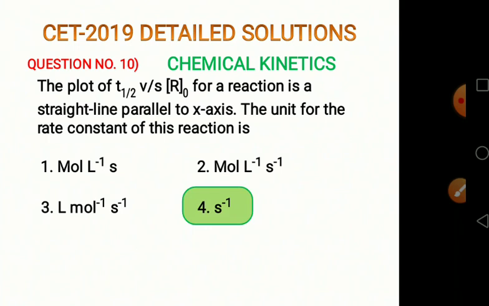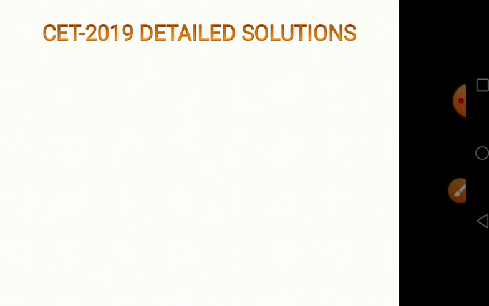Very important, remember, when a graph is given, or an explanation about the graph is given, and they ask for the unit, you have to identify the order of that reaction. This is the fourth option. Then 11th question.